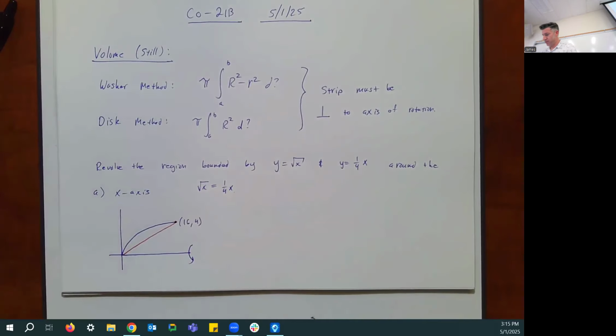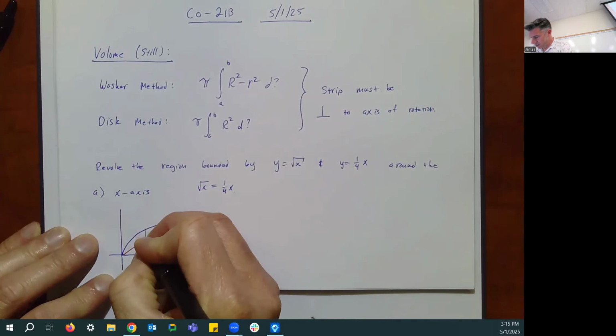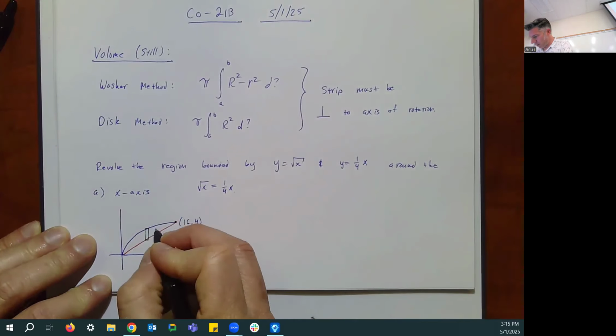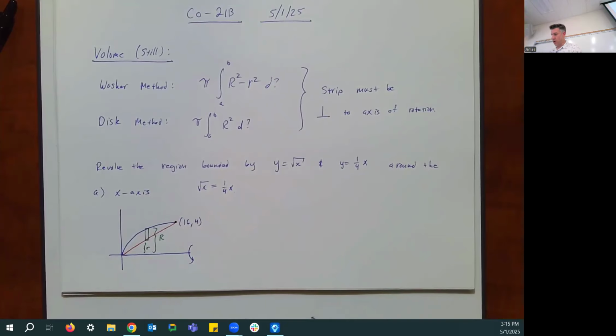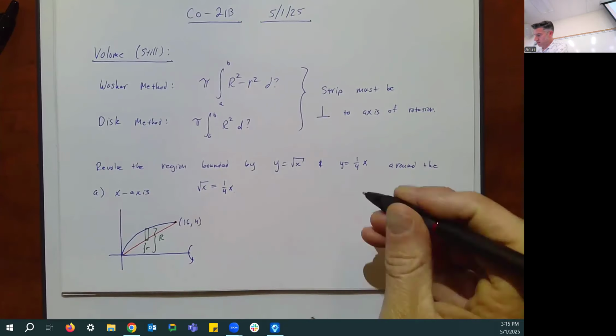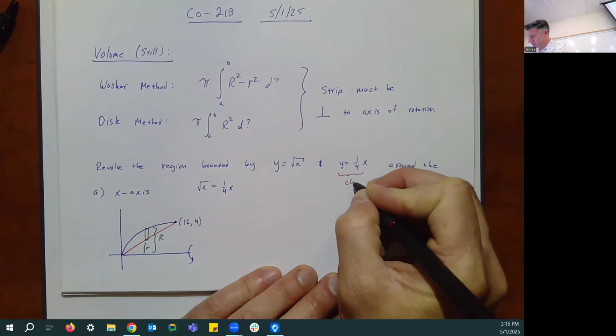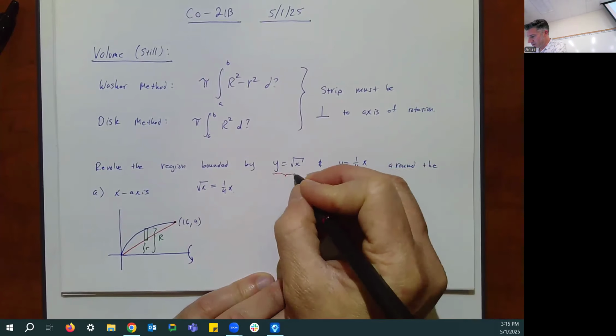All right, so we're going around the x-axis, which means we want our strip to be a vertical strip. Our outer radius is the further away function. Our inner radius is the closer function. So the closer function being, right, this is your closer function. This is your further away.